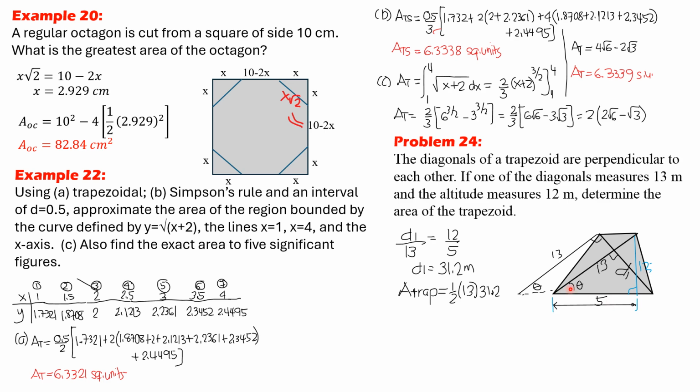I'll call this theta. Because the diagonals are perpendicular to each other, the area is simply 1/2 the product of diagonals, 1/2 of 13 times d1. So the problem is d1. If that is extended to this corner here and we draw a line parallel to this diagonal 13, the measure of this angle is also theta. So we have similar triangles here.